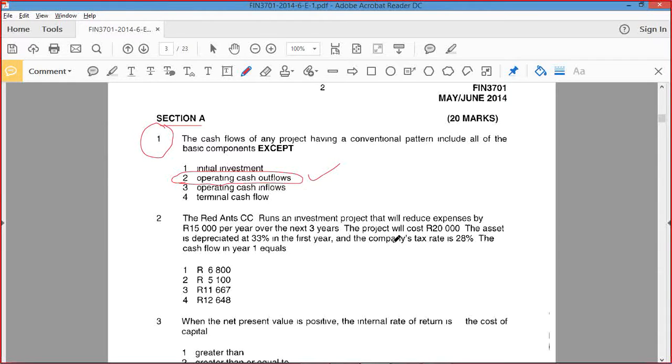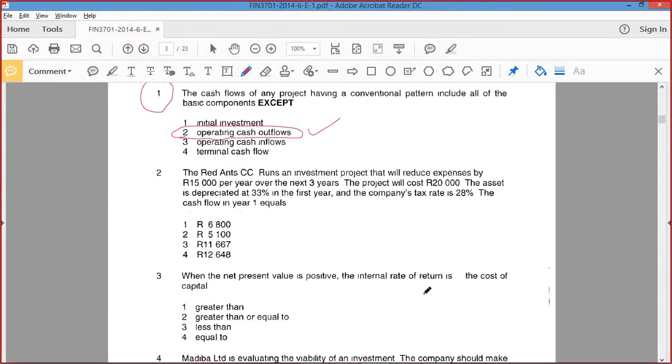Okay, cool. A project reduces expenses by 15,000 over the next 3 years. The project costs 20,000. The asset is depreciated by 33% in the first year, and given the company tax rate, the cash flow in year one equals? I wasn't 100% sure about this one, Anthony, to be honest. Okay, so what are they talking about? 3 years, right?